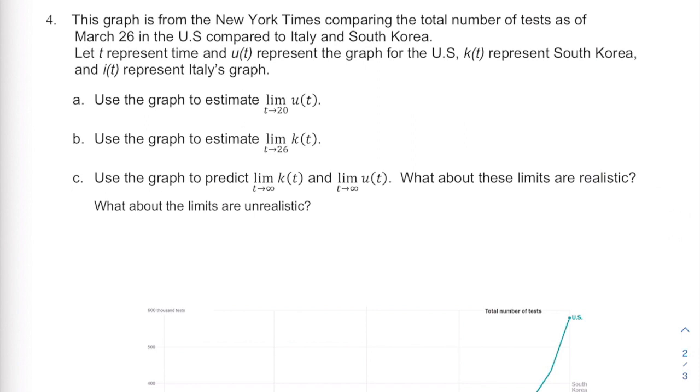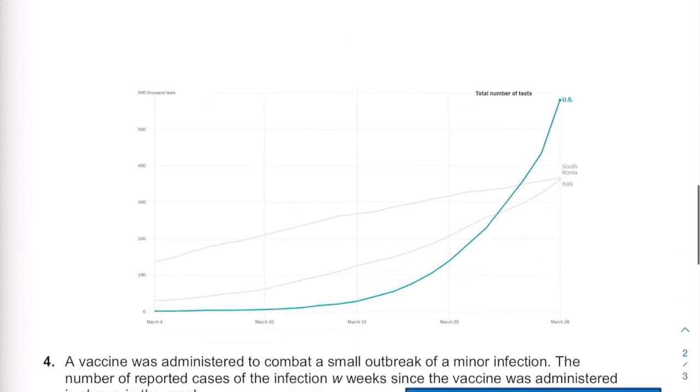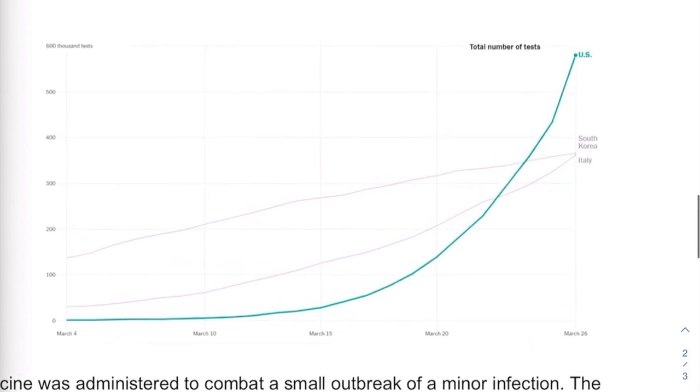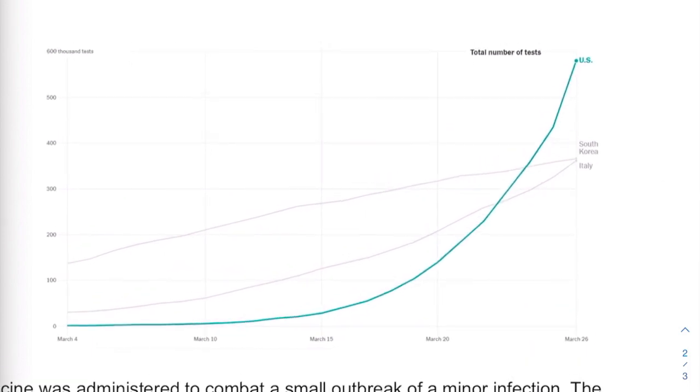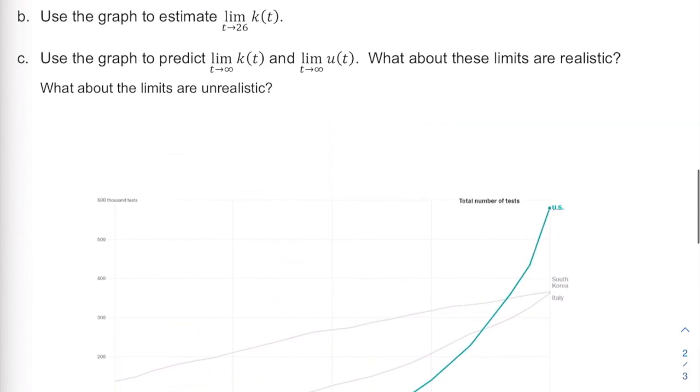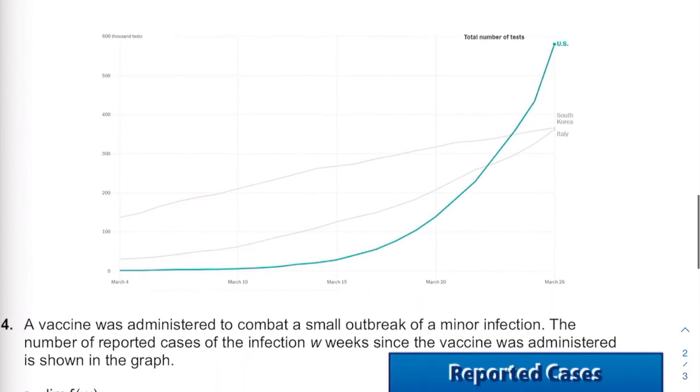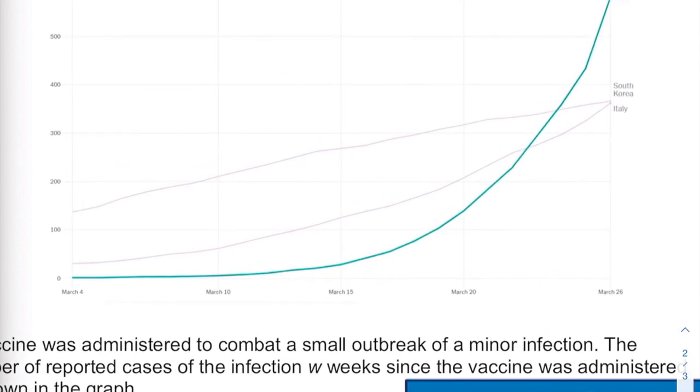So first question, part A, use the graph to estimate the limit as t goes to 20 of U of t. Well, first, let's look at this. So here's our graph. The bluish green is the US, and the gray has South Korea and Italy. At 20, we're going to say 20 would be March 20th. How many tests had the US done? That's going to be this point right about here, and I would say that's just under 150. It looks like it's just under halfway.